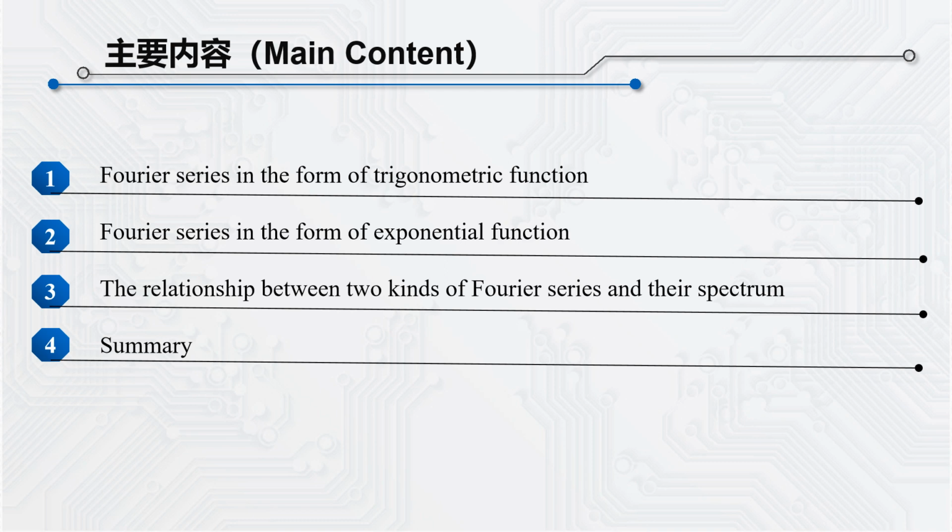The main contents include, first, Fourier series in the form of trigonometric functions. Second, Fourier series in the form of exponential functions. Third, the relationship between the two Fourier series and their spectrum. And finally, the summary.